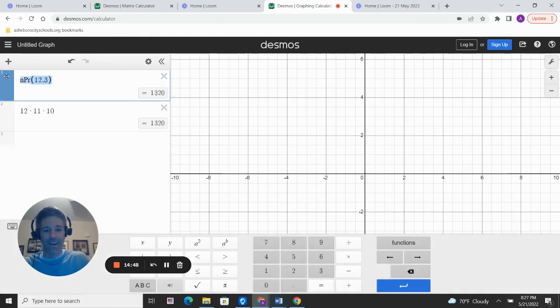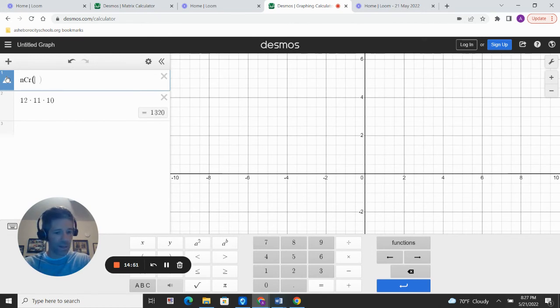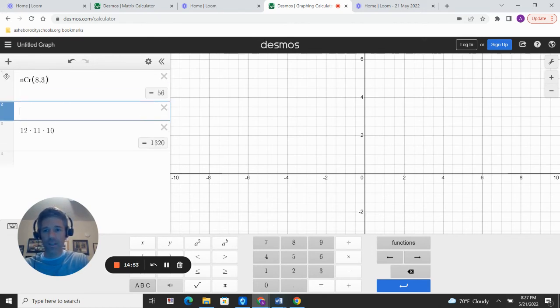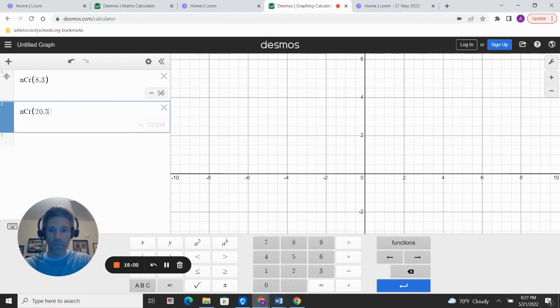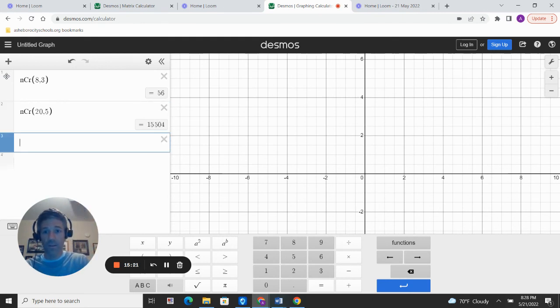All right, nCr 8, 3, 56. There we go. And I just checked it out, but I didn't. nCr, and then 20 comma 5, and that one's a little bit bigger. And I have 15,504. So 56 is the first one, and then 15,504 is the second one. So 56 times 15,504, and I'll multiply those together, and I'll get something. Let's find out what it is.